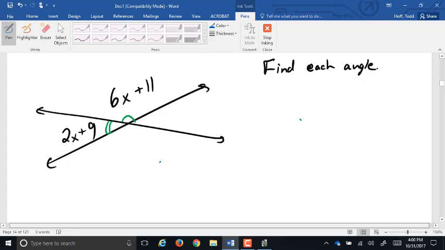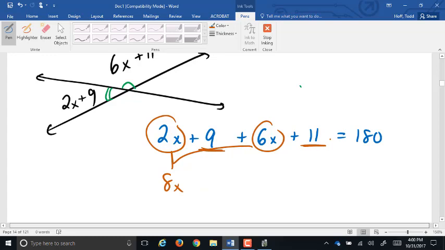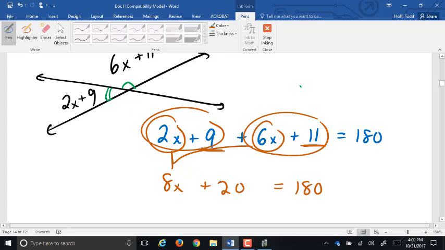180. So we have the 2x plus 9 plus the 6x plus 11 has to add up to 180. Now we could have put the 6x plus 11 first. It wouldn't matter. Either way, we're going to get the same total here in this next step. We're going to combine the 2x and 6x, make 8x. Perfect. The 9 and the 11 make 20. So 8x plus 20 equals 180. So it didn't matter which one of these you put first, we'd still get 8x plus 20 equals 180.